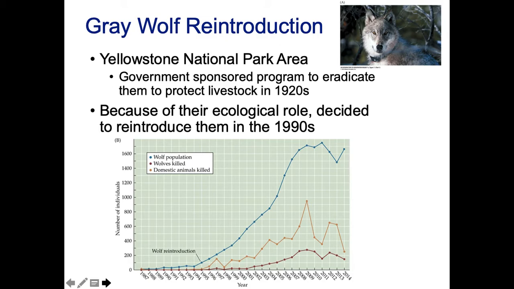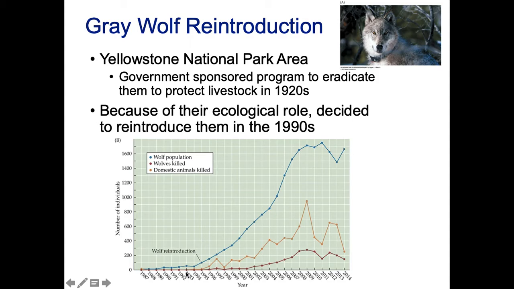So we can see that in the late 1980s, there weren't wolves. There were obviously not any wolves killed because there weren't any wolves to kill. And there weren't any domestic animals killed by wolves. And so you can see the blue shows the increase in the wolf population size, and it peaked in the early 2000s, and it's relatively steady at this point.